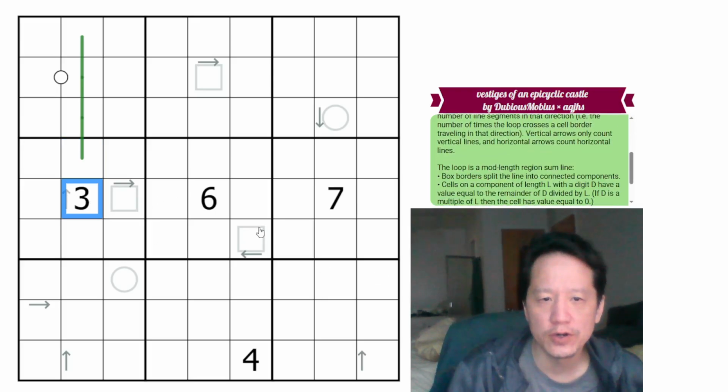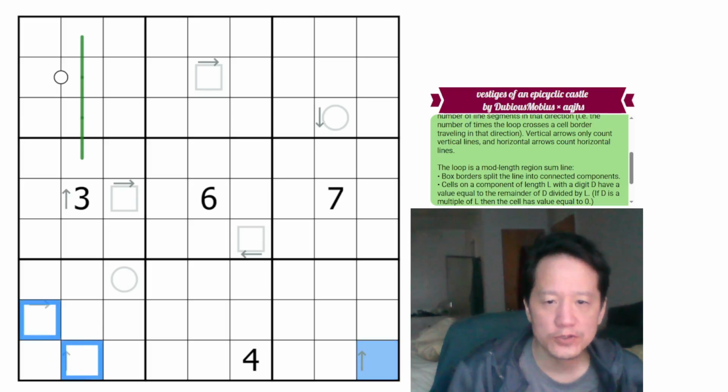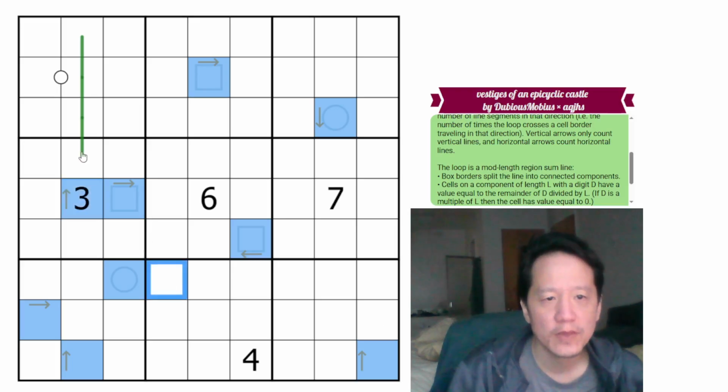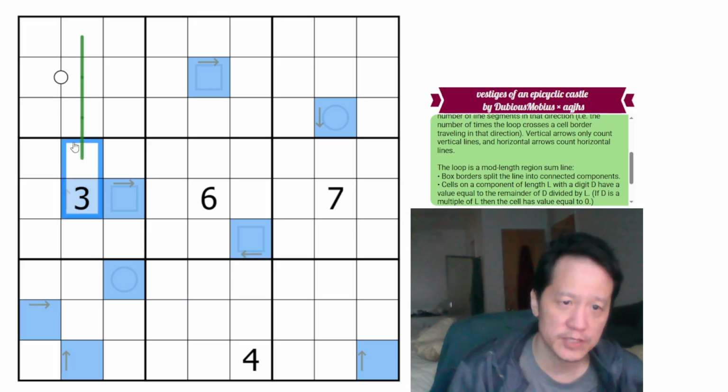So we know all the arrows, all the circles, and all the squares are not on the loop. So these are not on the loop. These are not on the loop. This is not on the loop. So this cannot go this way. That's why we know these three have to go this way. So these three are on the loop.